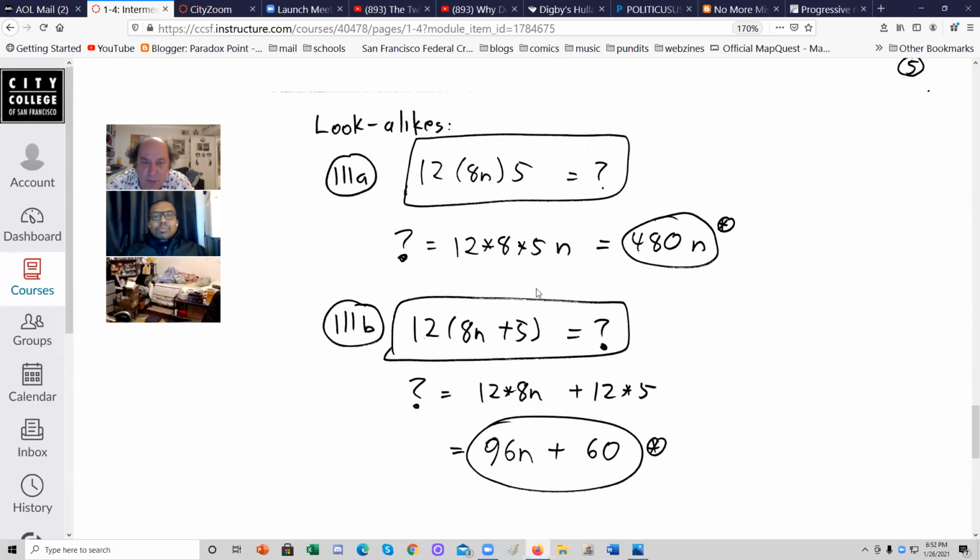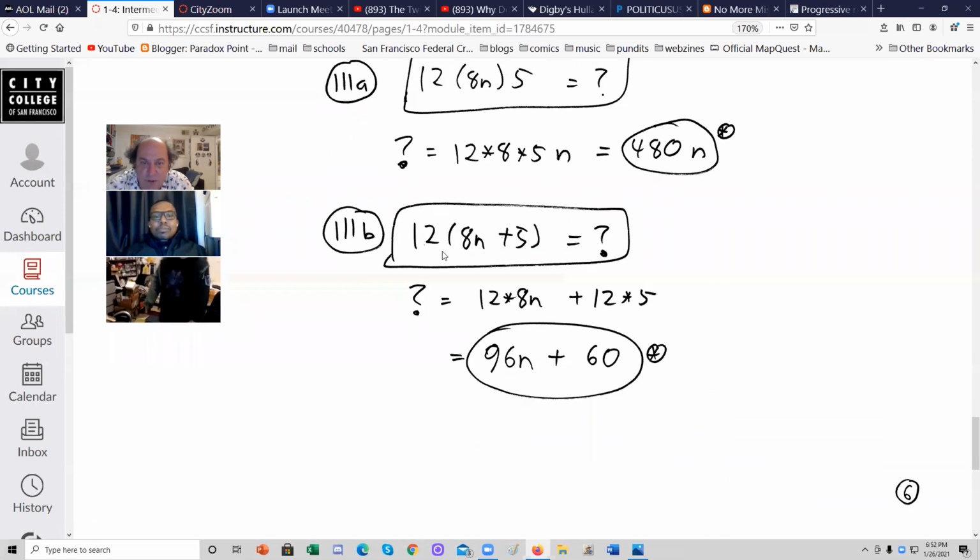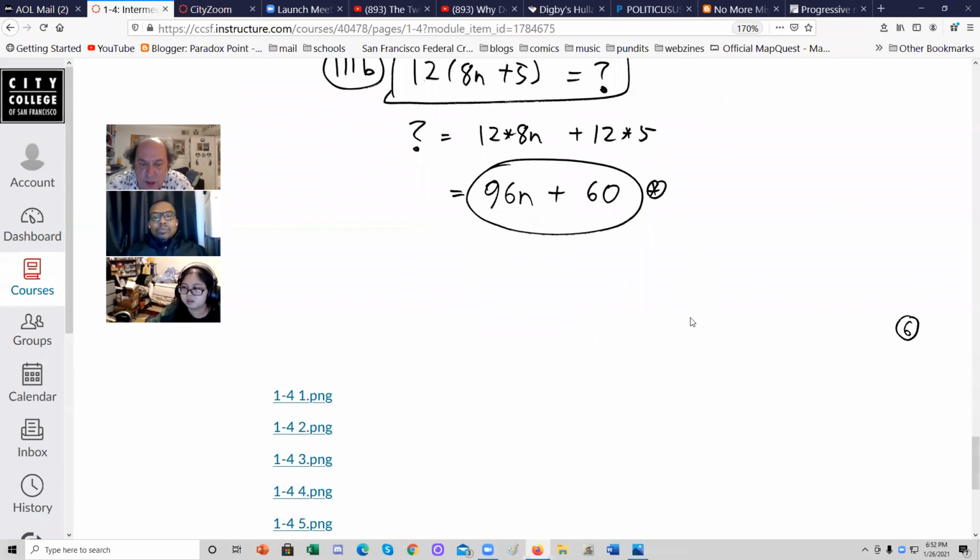That's this answer. Here we have 12 times (8n plus 5). We distribute the 12 over both terms. So you get 12 times 8n plus 12 times 5. 12 times 8 is 96, so this is 96n, plus 12 times 5 is 60. So 96n plus 60.